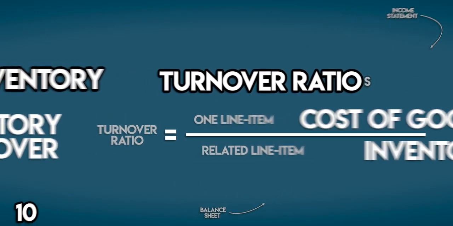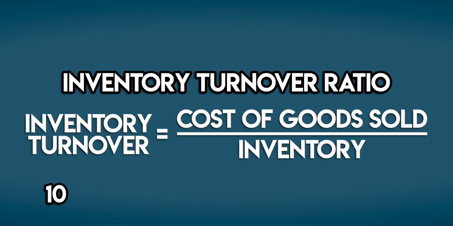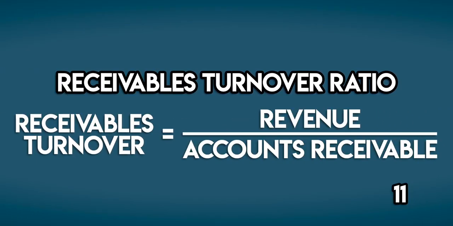Take the inventory turnover ratio, for example. In this one, we divide cost of goods sold in the income statement by inventory in the balance sheet. The inventory turnover ratio tells us how many times a business has sold and replenished its inventory over a period of time. The receivables turnover ratio works in a similar way. This time we divide revenue in the income statement by accounts receivable in the balance sheet.